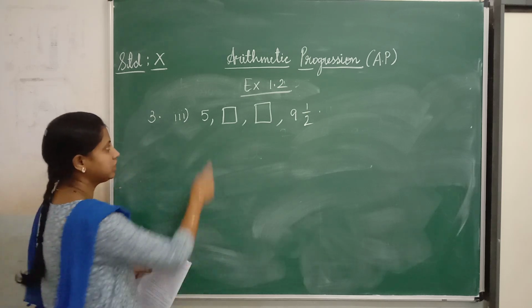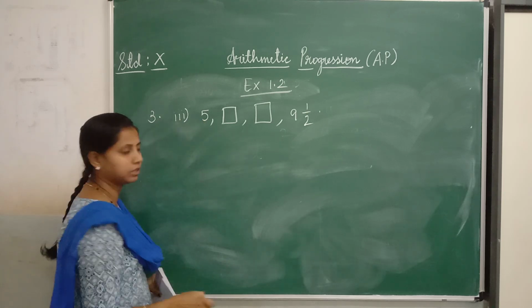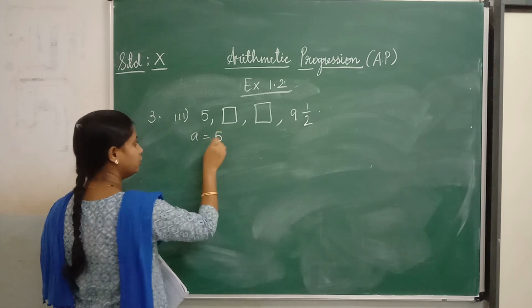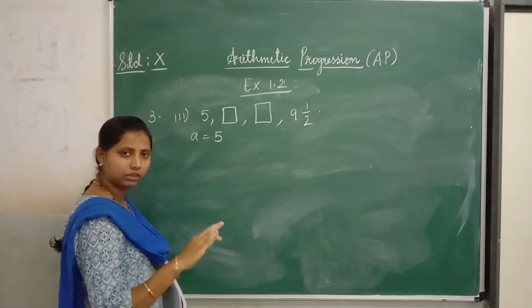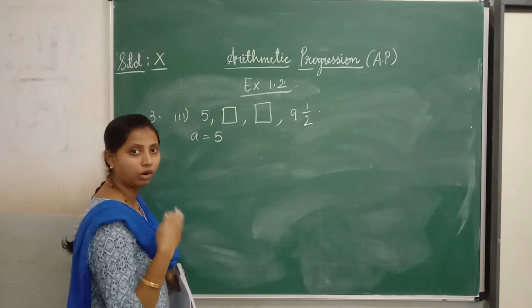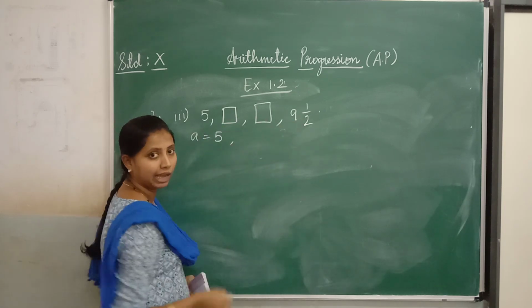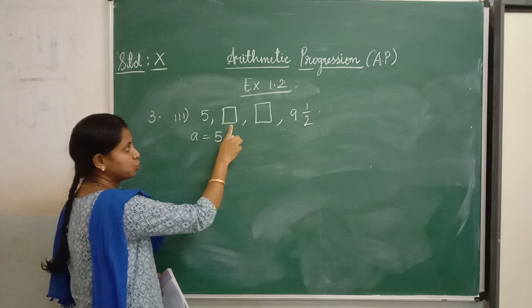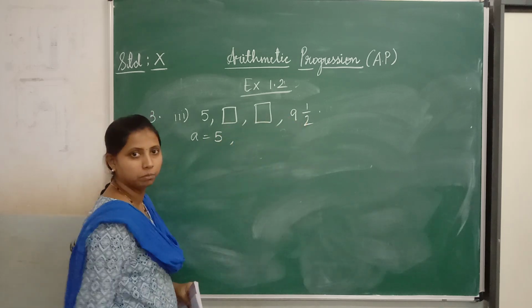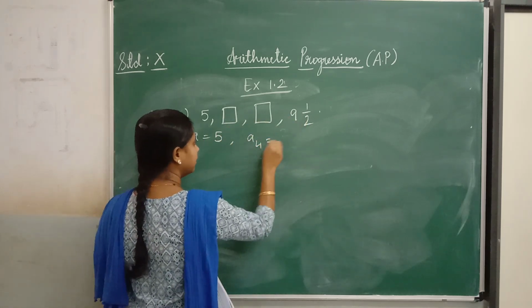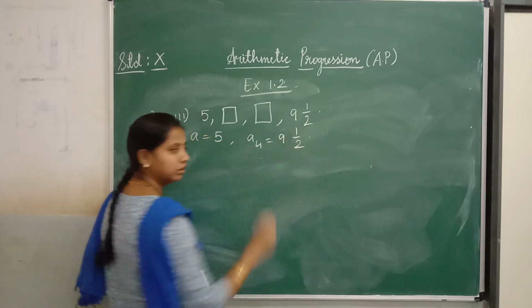So which is this term? This is the first term. That is A is equal to 5. Write the given things. Then you will be able to understand what we have to use to find the unknown. Then what is this 9 and 1 by 2? 1, 2, 3, 4th term. The 4th term is 9 and 1 by 2.